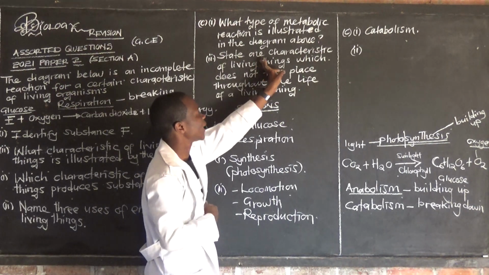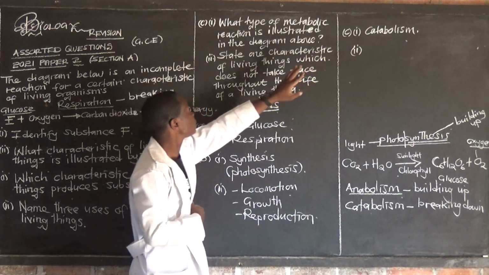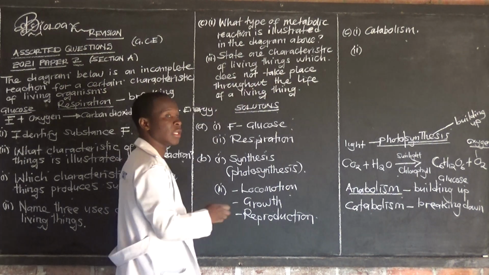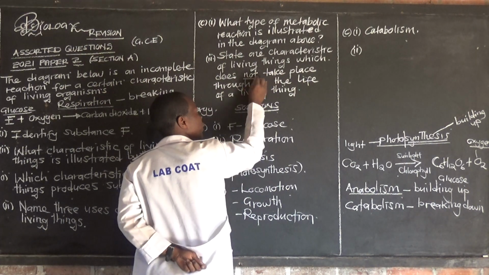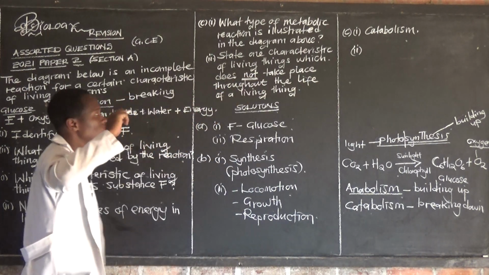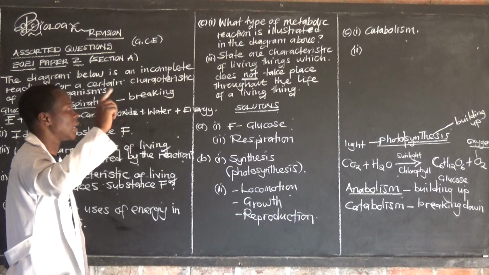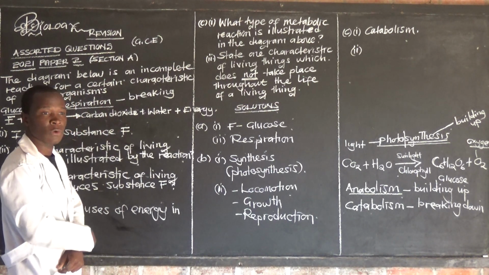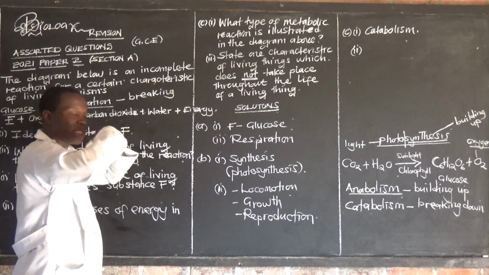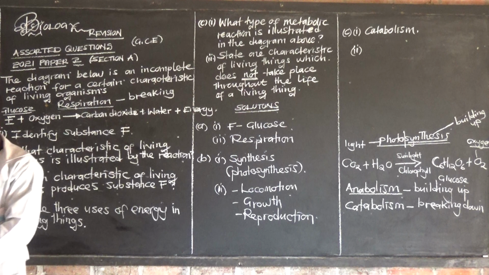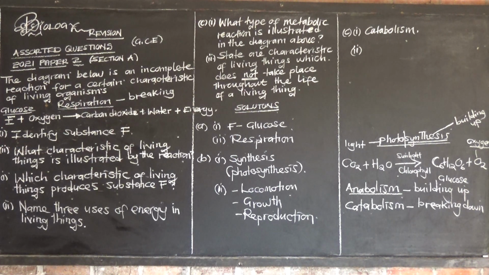Now, question C, Roman numeral 2, it's saying: state one characteristic or feature of living things which does not take place throughout the life of a living organism. In this question, the word "not" is very, very important. Which does not take place throughout, meaning it ends.